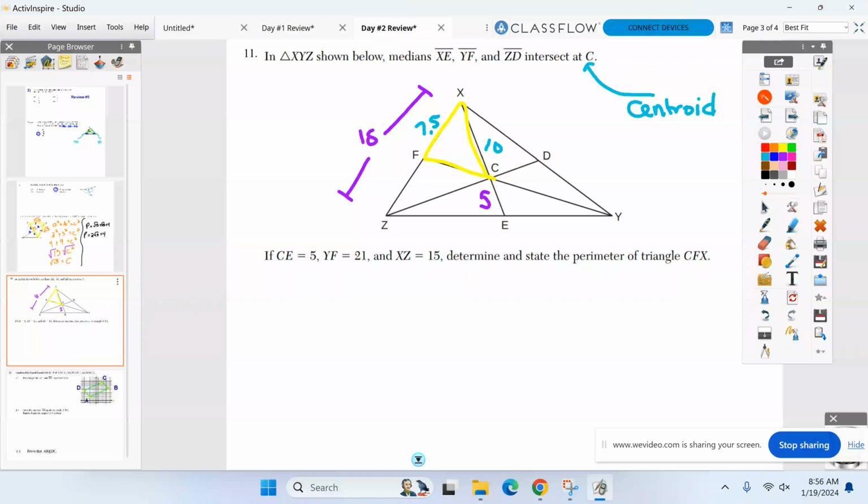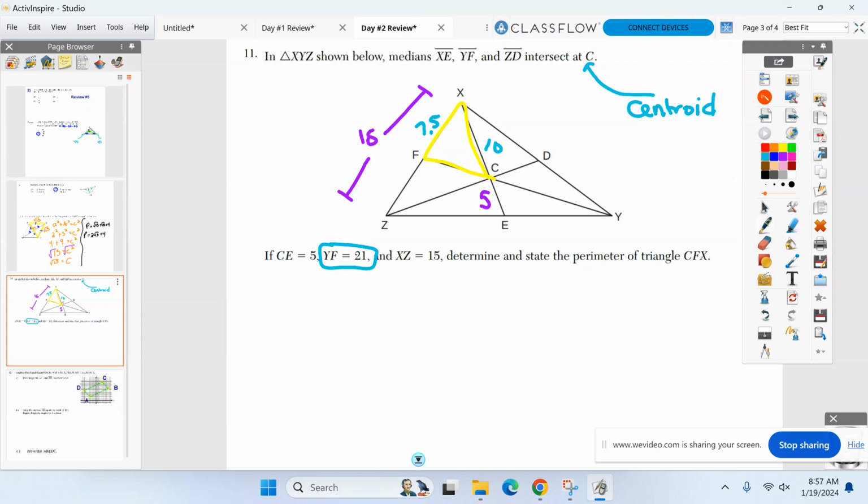All right, how about CF though? They told me YF was 21. The whole thing was 21. But remember, you know that YC has to be double FC, and they have to add to 21. So we could guess and check numbers that are double each other and add up to 21, and you might hit it. A lot of you guys are good enough. You'll hit those 2 numbers.